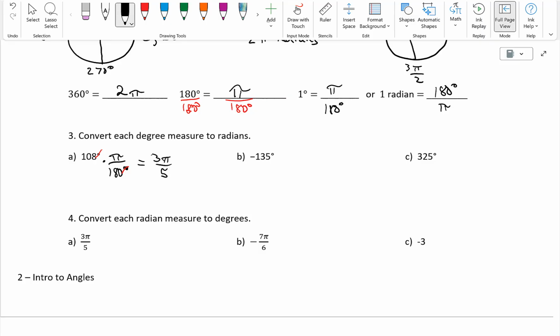For the negative 135 degrees in B, we're again multiplying by that pi over 180 to convert to radians.